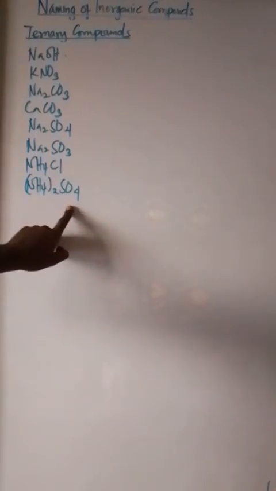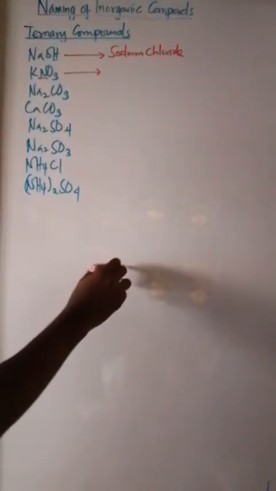Without using the IUPAC, this is sodium hydroxide, potassium nitrate, sodium carbonate, calcium carbonate, sodium sulfate, sodium sulfite, ammonium chloride, ammonium sulfate. But if you have to use IUPAC, this one still remains sodium chloride always, because if you look for the oxidation state of sodium, you get 1, and sodium is not a transition metal. But for this one, we have to look for the oxidation state of nitrogen here. You do the rest yourself.